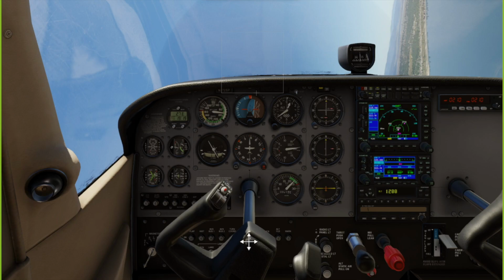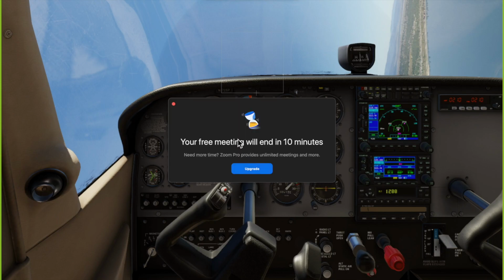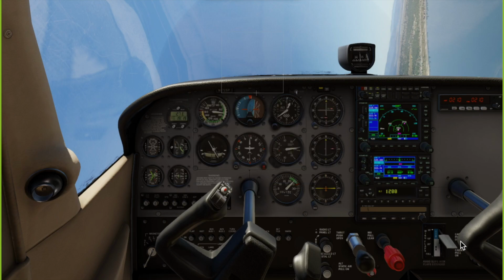And other things. This is called the yoke. This is called the throttle, and there are other things. These are the flaps.